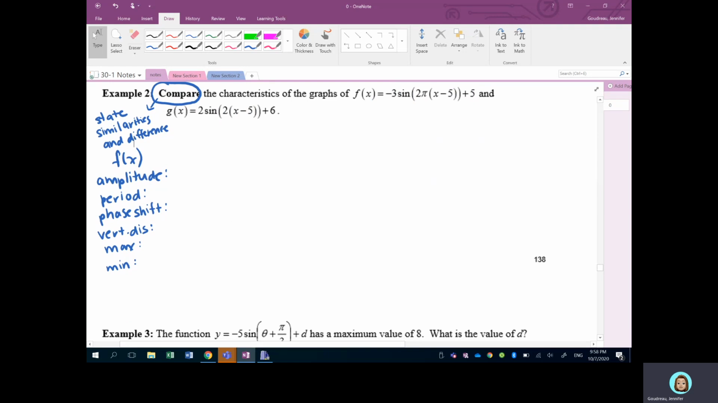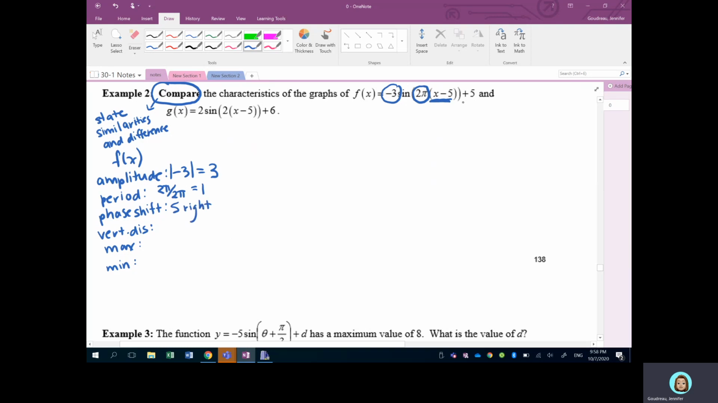Amplitude. Let's be careful. Amplitude comes from your A value. Your A value here is -3. The absolute value of -3 is 3. Period comes from the B value. The B value is 2 pi. 2 pi over 2 pi, because remember that to find the period, it's 2 pi over B. The period here is 1. Our phase shift comes from C. Nice to see in this one that the B value has already been factored out. So when we have an x minus 5, that means it's moving 5 units to the right.